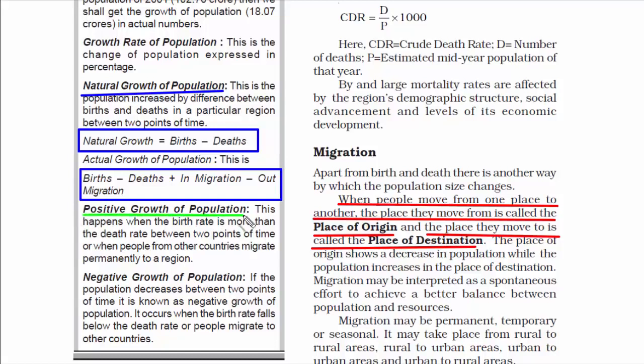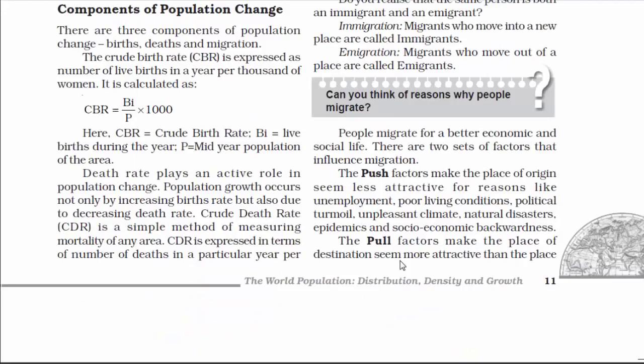There is another term called positive growth of population, which means when birth rate is more than death rate between 2 points of time. And then there is another term which is the opposite of this, negative growth of population, where the birth rate falls below the death rate or people migrate or move to other countries, simply meaning population is decreasing. There's a big question. Now, why do people migrate or move from one place to another? It's called the push and pull factor.